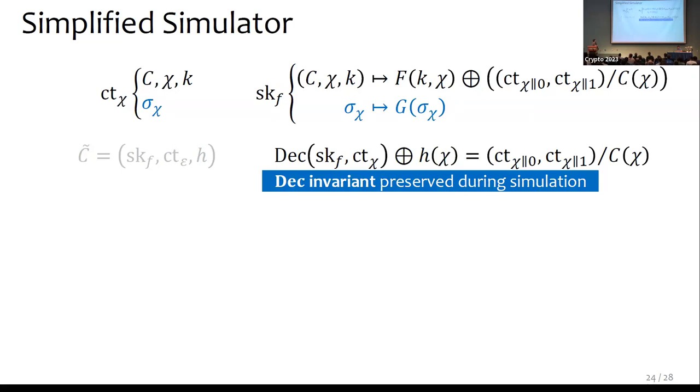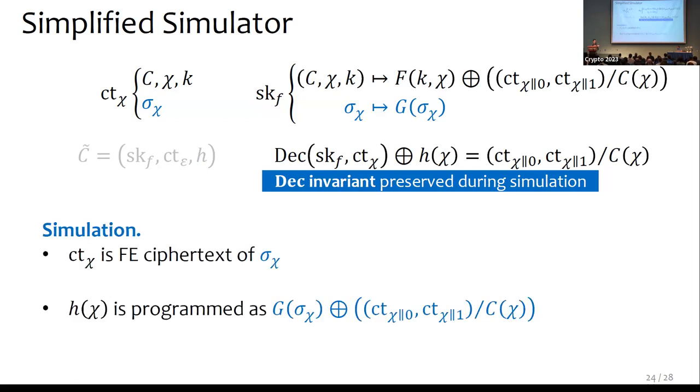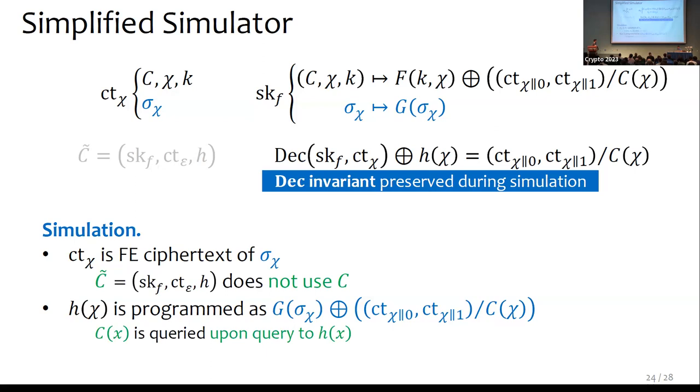And for simulation, we'll just keep this invariant of decryption and allow the ciphertext to be in another form which produces pseudorandom strings. So in the simulation, every ciphertext will encrypt a PRG seed, and then the oracle response is programmed to be the clear text output XORed with this pseudorandom string. And you can see that this is fine, because the simulated version of the obfuscated circuit does not use the circuit directly. And then the circuit is only queried upon a corresponding query to the random oracle.